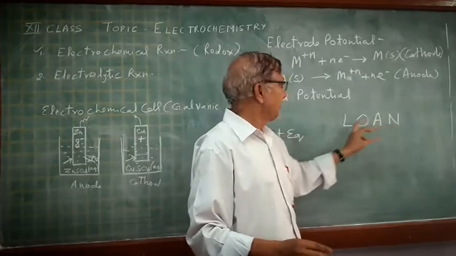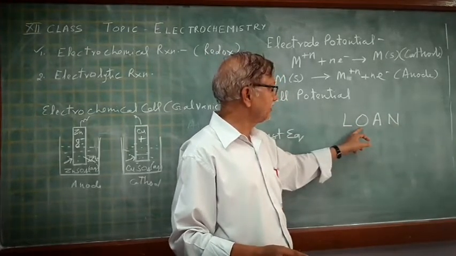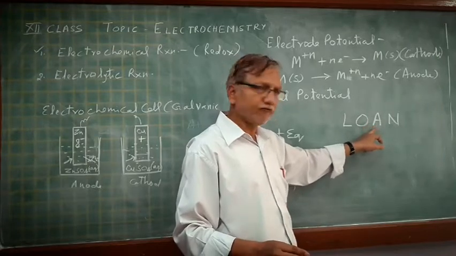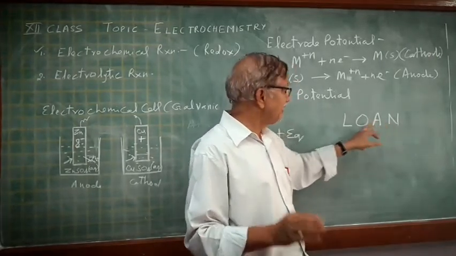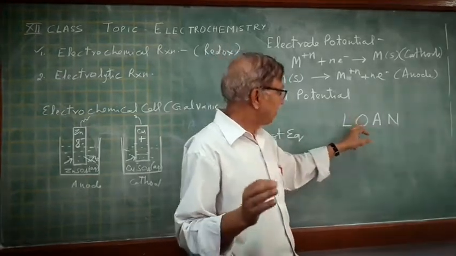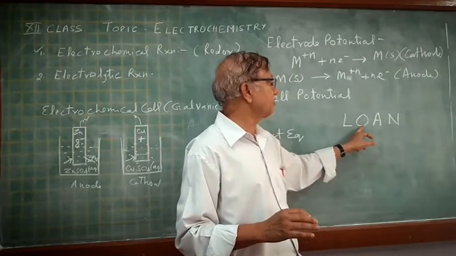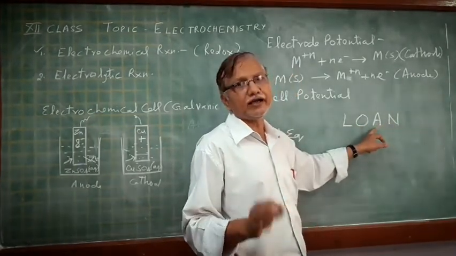LOAN: L means left side, O for oxidation, A for anode, N for negative. It means any electrode which is written on the left side, on that electrode oxidation takes place and that electrode, which is negatively charged, is called the anode.